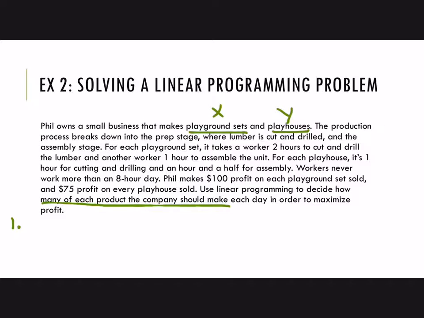Alright, so the objective is to maximize profits. You want to write an equation for profit. Okay, and there's always a sentence in here that will tell you what the profit for each of those things is. So you find that, and it's $100 for each playground set, so that's going to be 100 times X. And then we also have the component for profit from the playhouses, 75 times Y, the number of playhouses. So that's the objective function. Okay, now we can just cross out that whole sentence. We've used that.